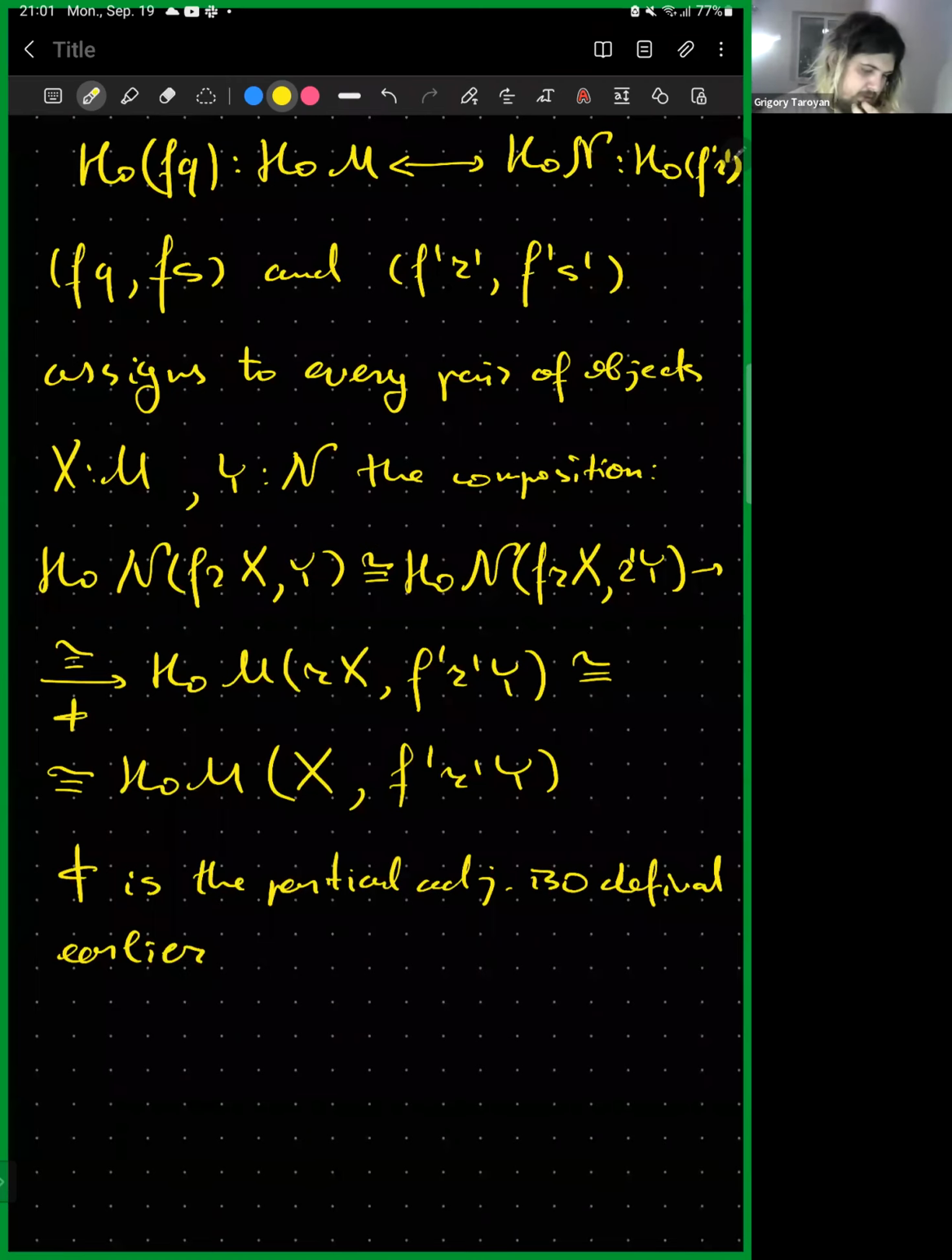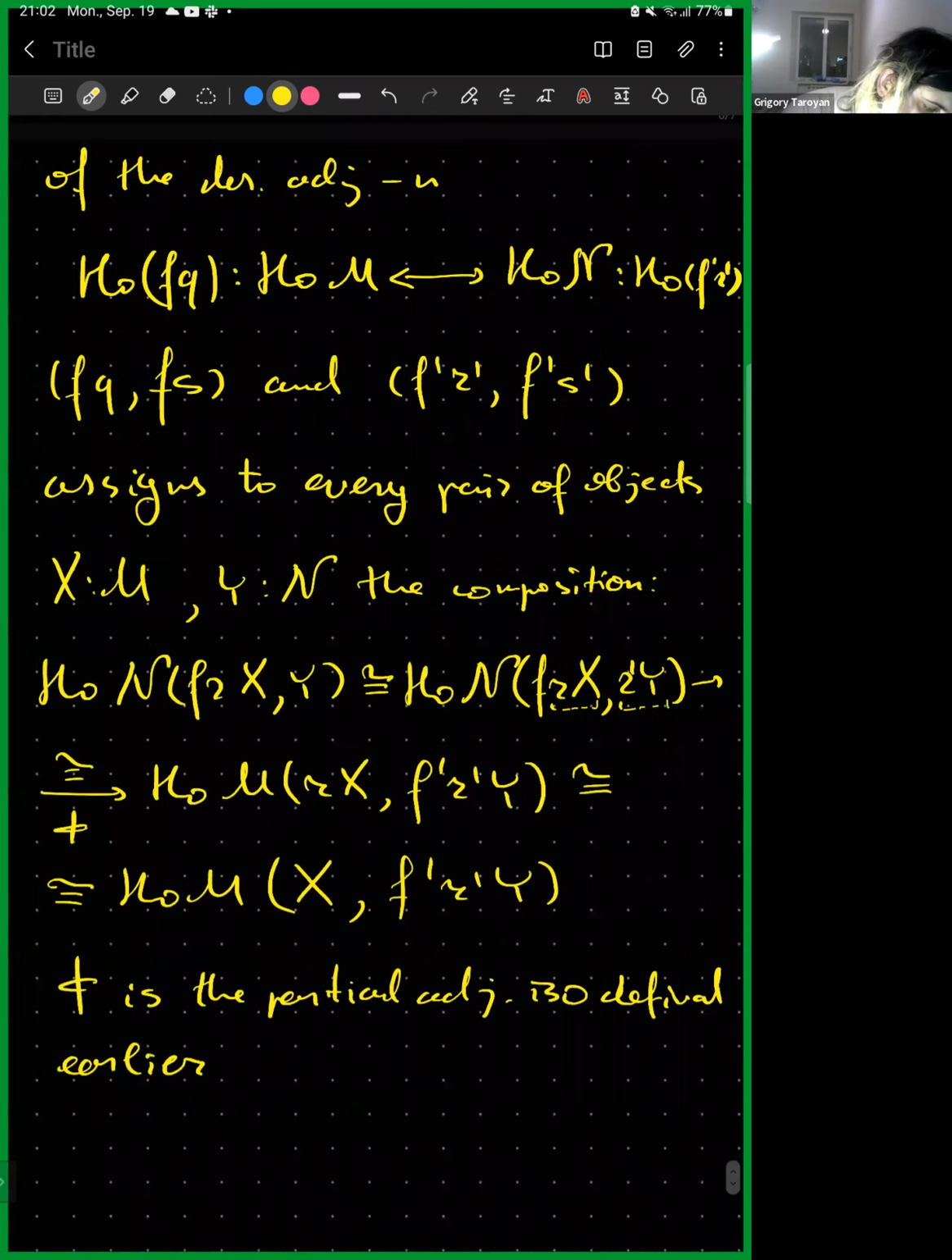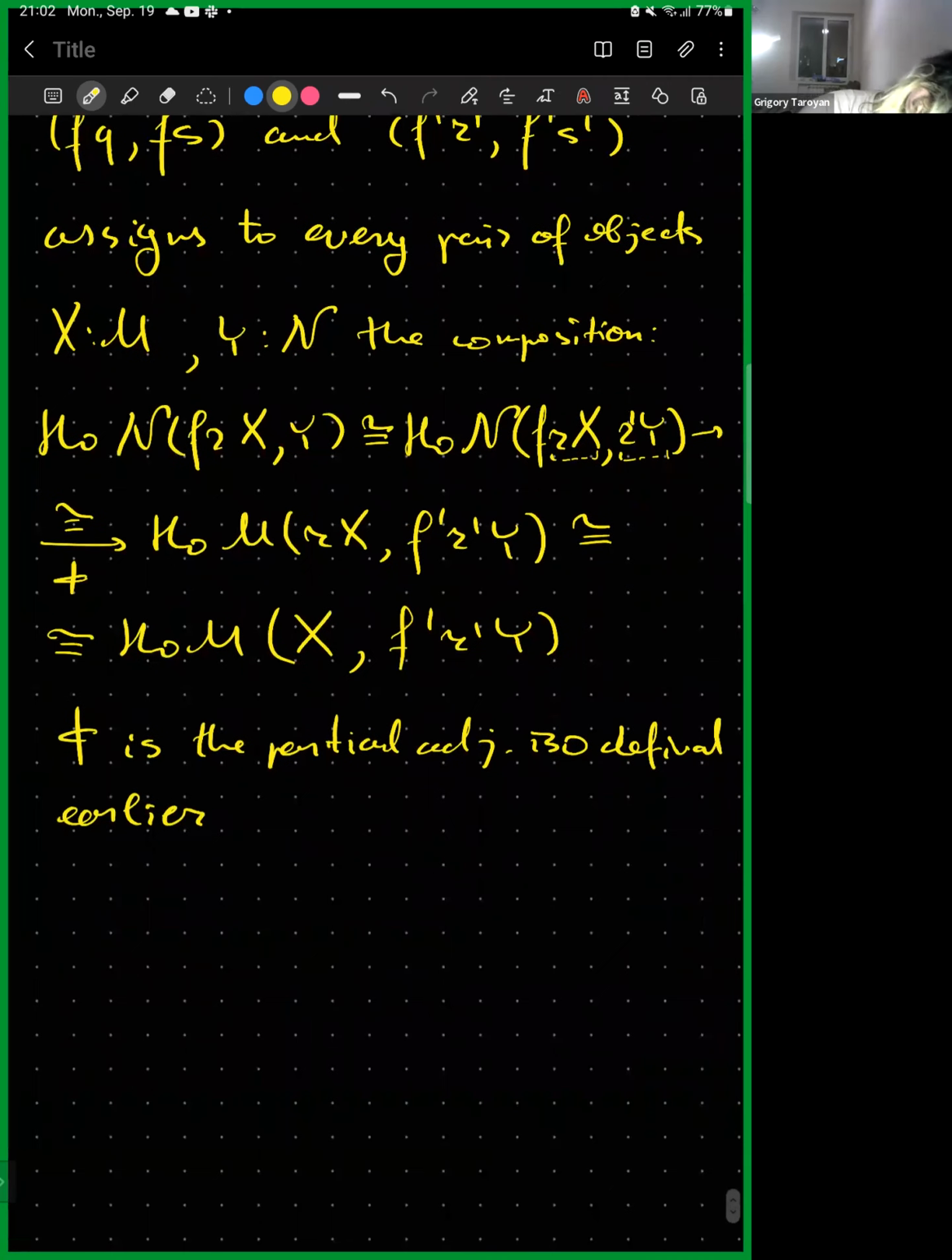Now this all works because we pass to the subcategory of cofibrant objects here, and this is a fibrant object. And so we have this partial adjunction isomorphism, and the adjunction isomorphism which comes from this direct adjunction should be the same as this composition. And the other isomorphisms are induced by S and S prime.